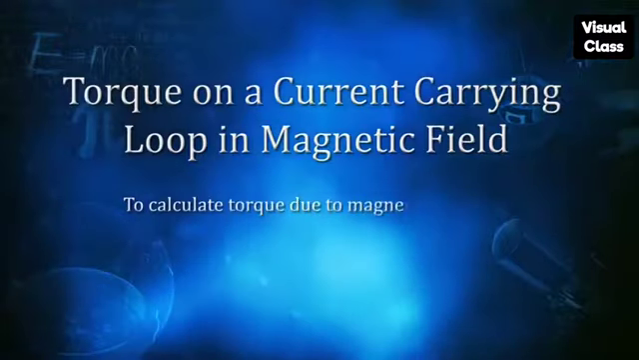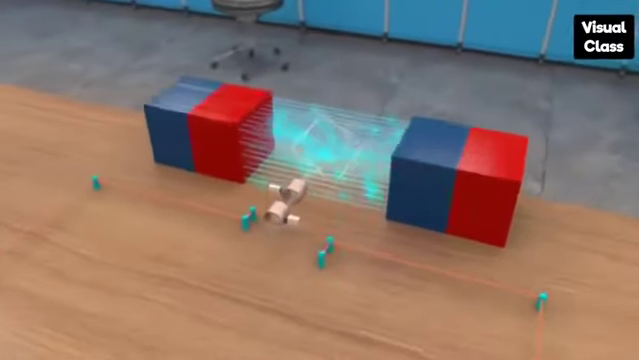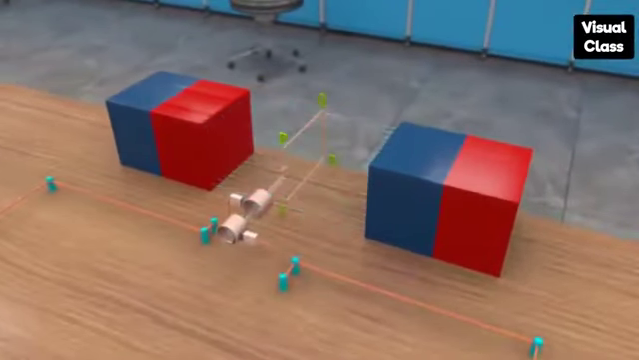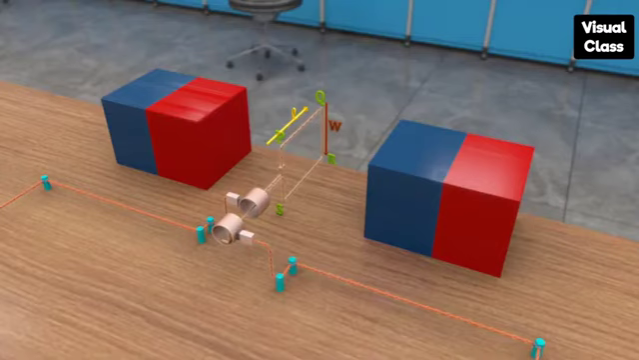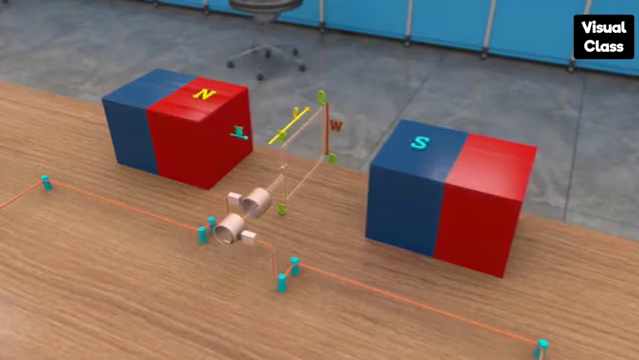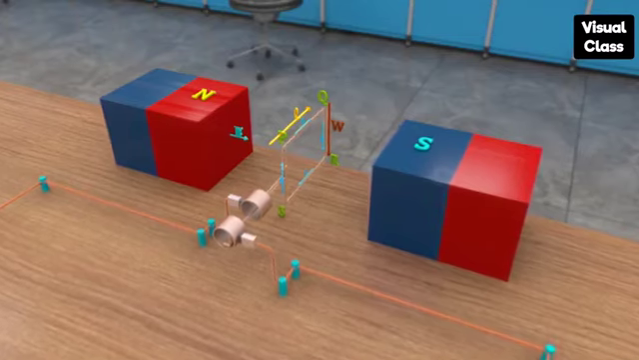Calculate torque due to magnetic force on a current-carrying loop. Consider a rectangular loop PQRS of length L and width W, suspended perpendicular to a uniform magnetic field B bar. Current I flows in the coil in the direction PQRS.